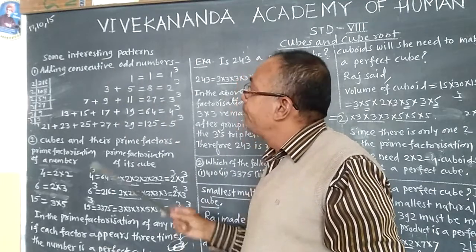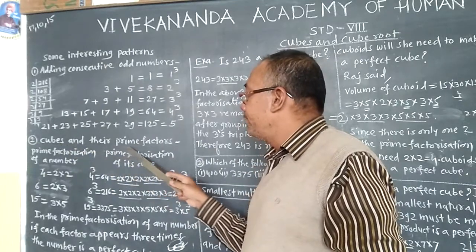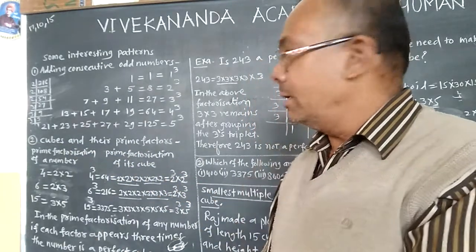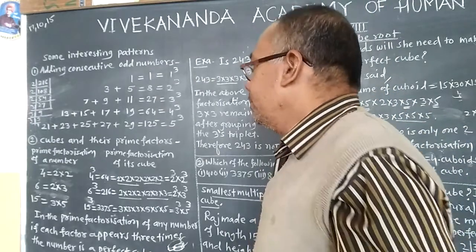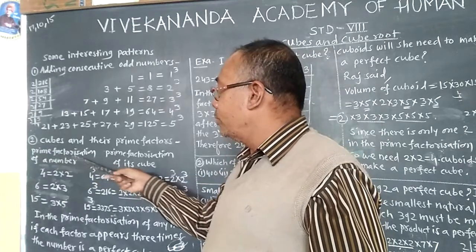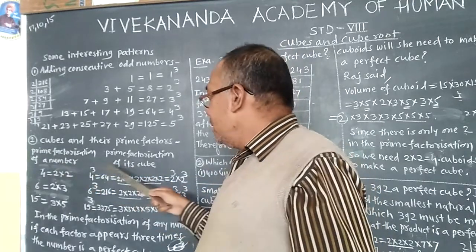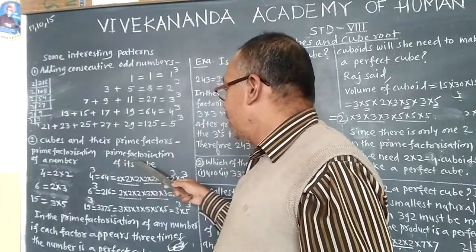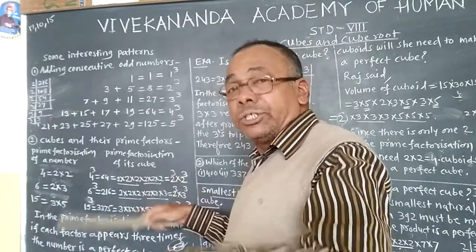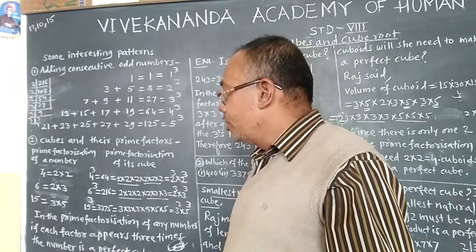Now we will see the second pattern, that is cubes and their prime factors. First of all, we will write the prime factorization of a number, and in the second we will write the prime factorization of its cube.